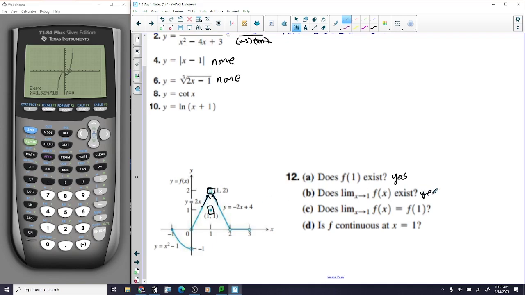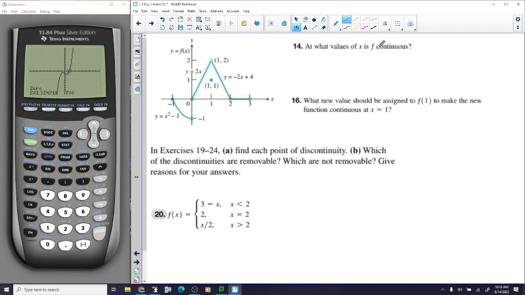So we're going to say yes. Does the limit equal the function value? No. Is f continuous at x equals 1? It is not. The limit is 2. The function value is 1. This is a removable discontinuity. Is f continuous? No.